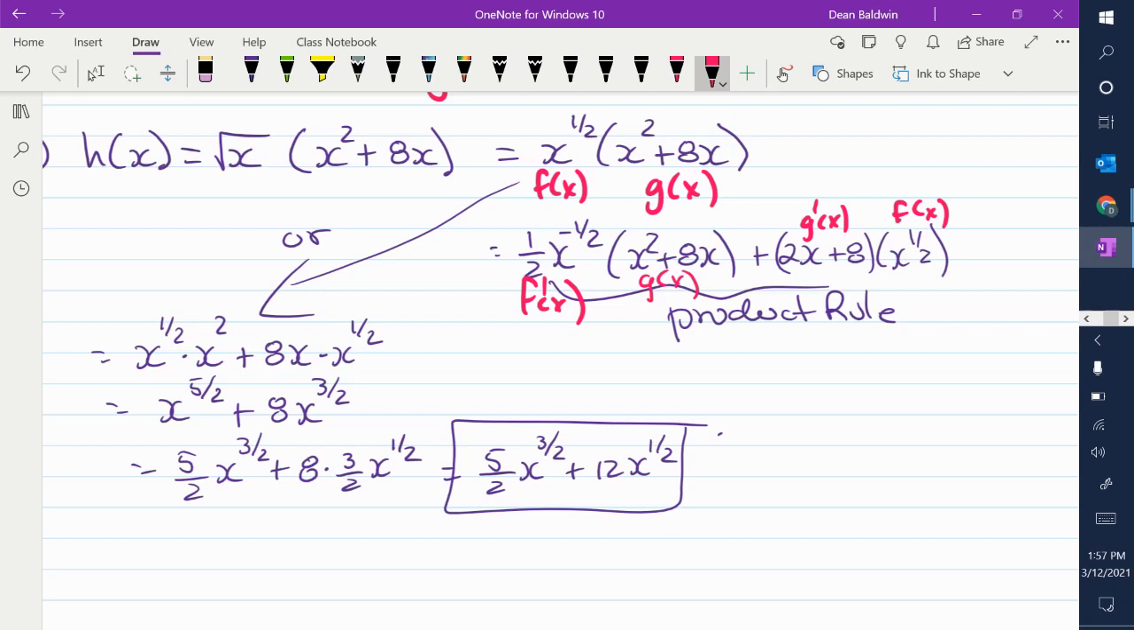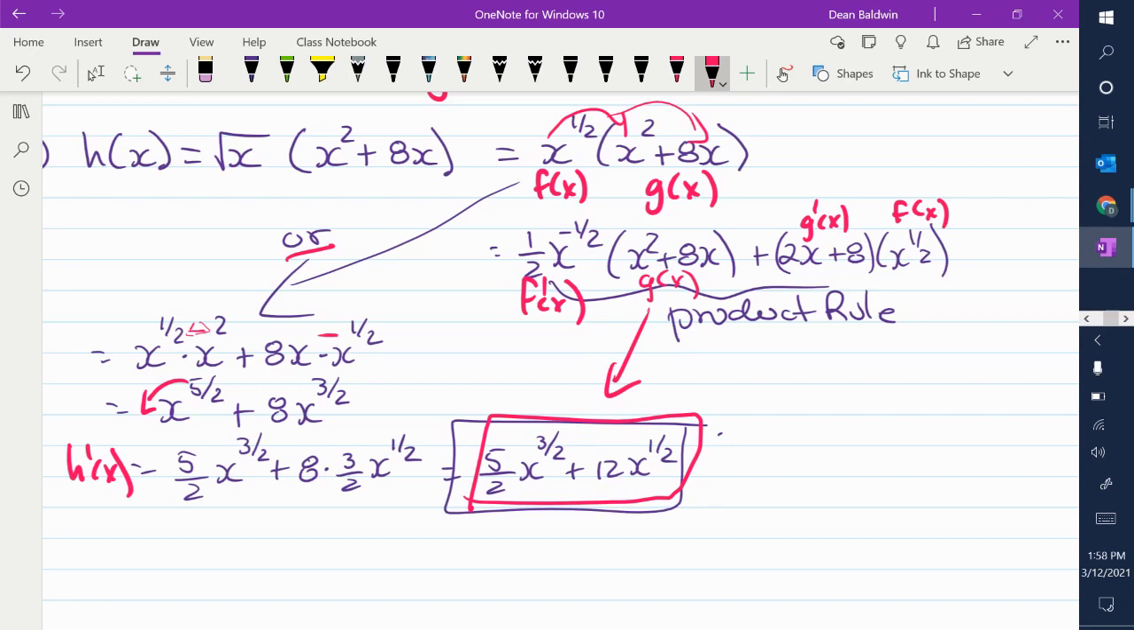Okay. Or you could multiply the x to the 1/2 in here. So you get x to the 1/2 times x squared plus 8x times x to the 1/2. In this case, you add the exponents, which is x to the 5/2 plus x to the 3/2. Take the derivative then. It's the h prime down here, which means drop the 5/2 down, take away 1, which is 3/2. So you get x to the 3/2. Same thing for the other one. 8 times 3 is 24. 24 divided by 2 is 12. So this is the answer. I'm just going to assume that simplifies that, hopefully.